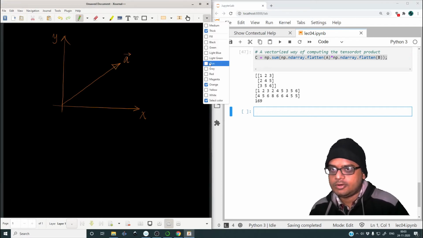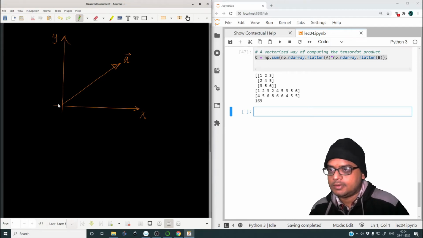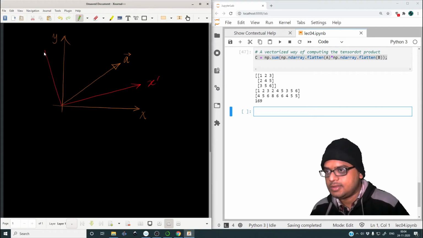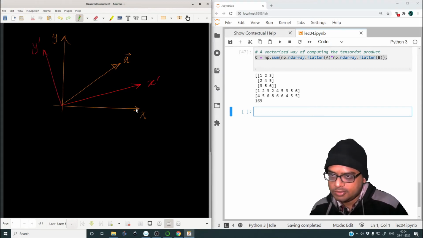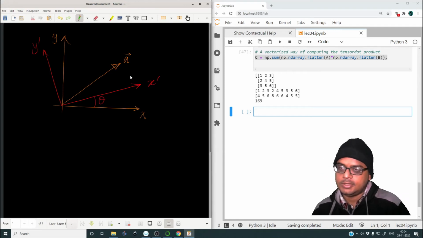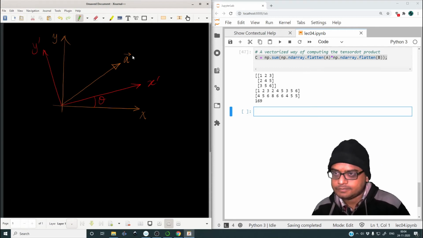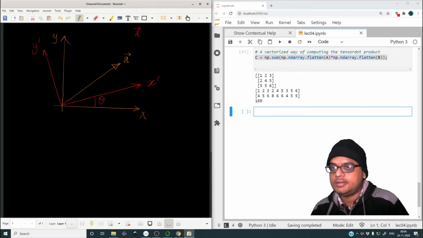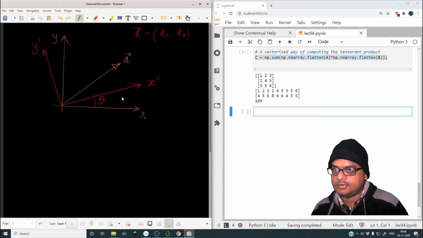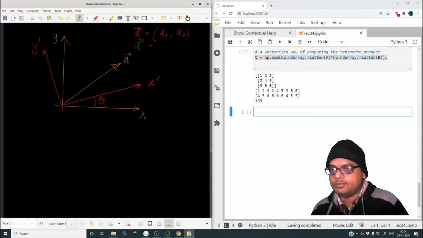Now in a rotated coordinate system such as this, let's say this is x prime and this is y prime. So we have rotated this coordinate system by an angle theta. So we are interested to know what are the components of A in this rotated coordinate system. Let the components of A be A1 and A2 in the first coordinate system. So what are A prime? A prime is A1 prime and A2 prime.